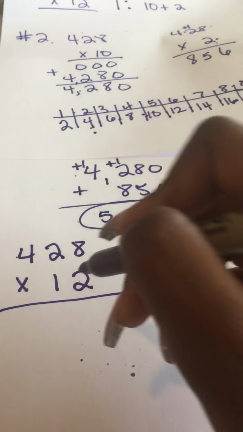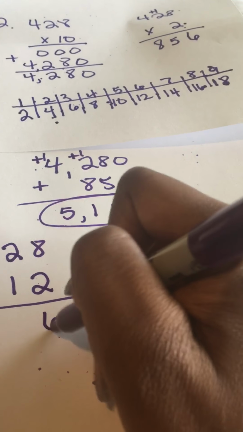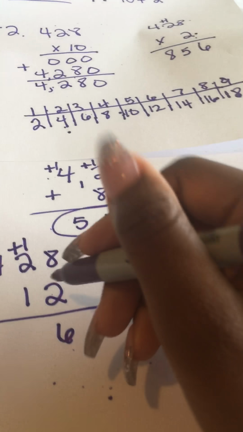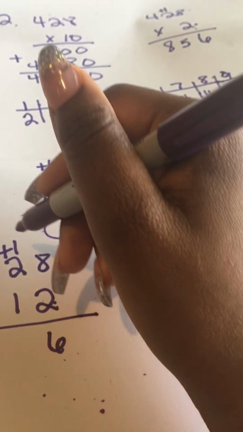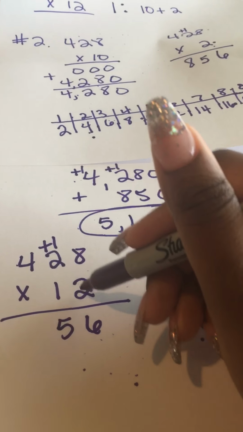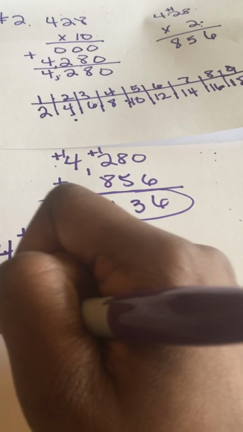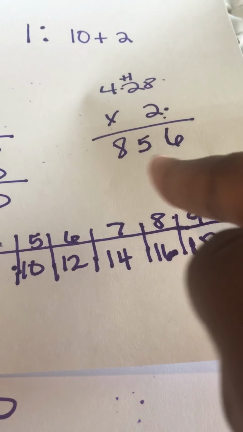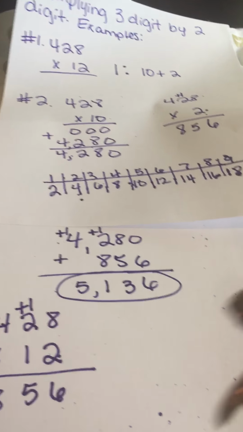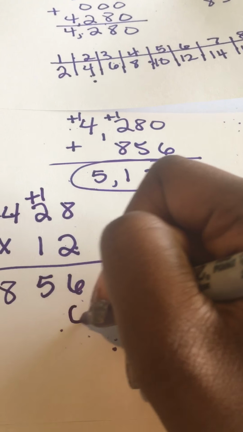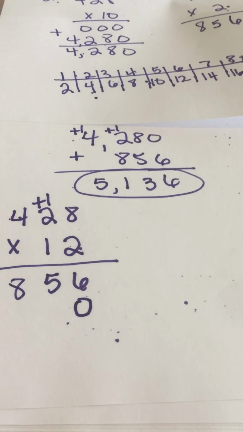Okay, 2 times 8, 16, carry the 1. 2 times 2 is 4, plus 1 equals 5. And 2 times 4 is 8, which is really what we got up here. We did the same thing when we broke it apart. Same thing, 856. And we remember to always drop our 0 before we start multiplying.